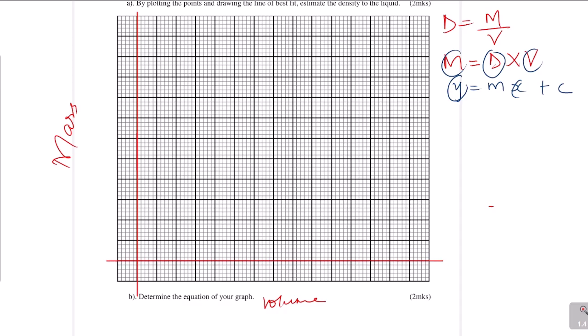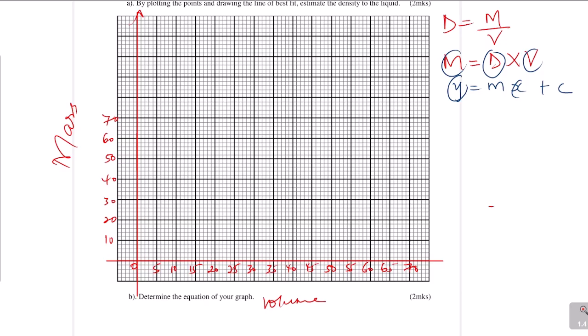So you can use for the y-axis 10, 20, 30, 40, 50, 60, and 70. Then for the x-axis, you can use 5, 10, 15, 20, with 1 centimeter representing 5, and continue 35, 40, 45, 50, 55, 60, 65, and 70, like that.